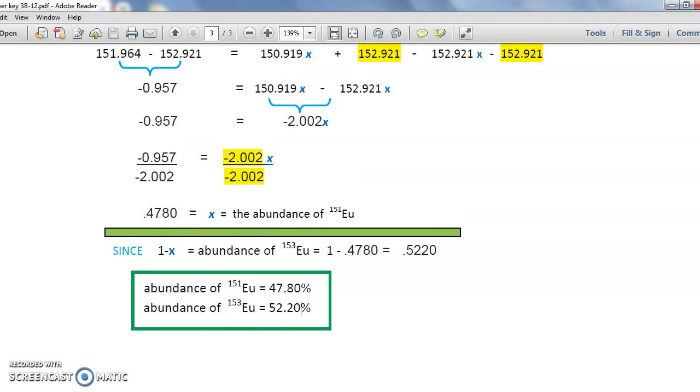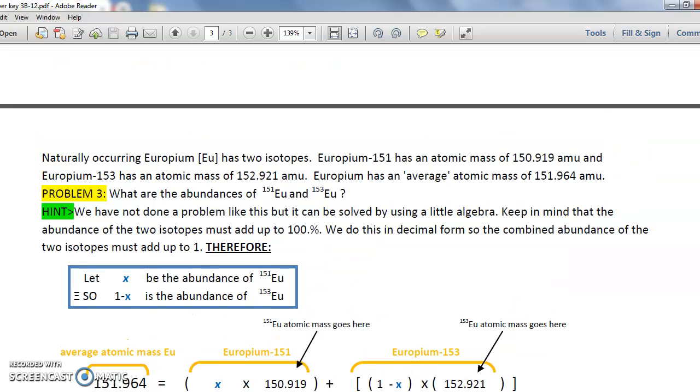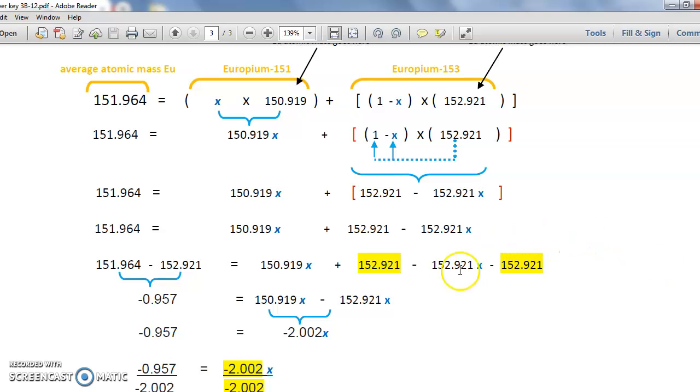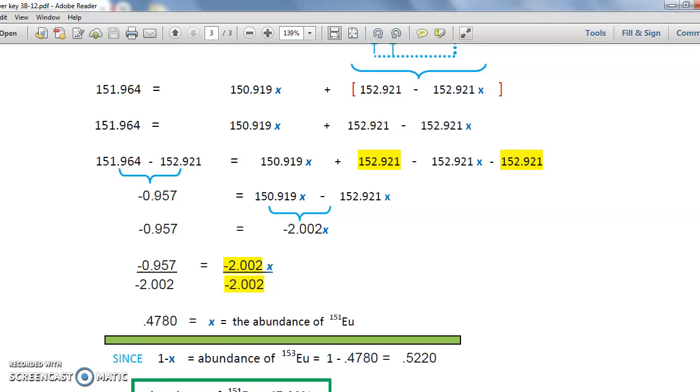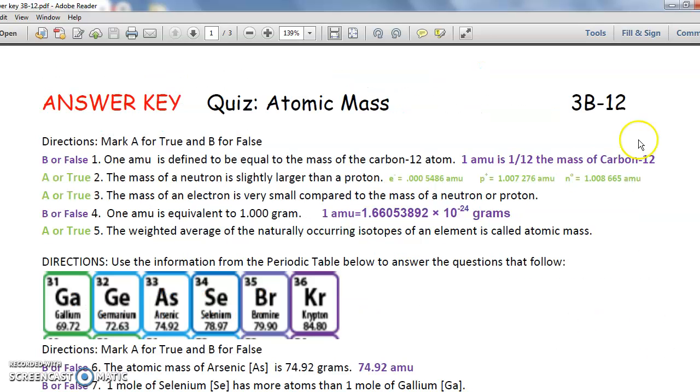I was able to calculate the percent abundance of each by knowing that there's two isotopes and their abundance must add up to 100% since there's only two isotopes. In other words, 100% of europium is either 151 or 153. Using that fact enabled me to calculate the abundance of each of those. Hopefully that helps on our third problem, which wraps up the 3B12 quiz.